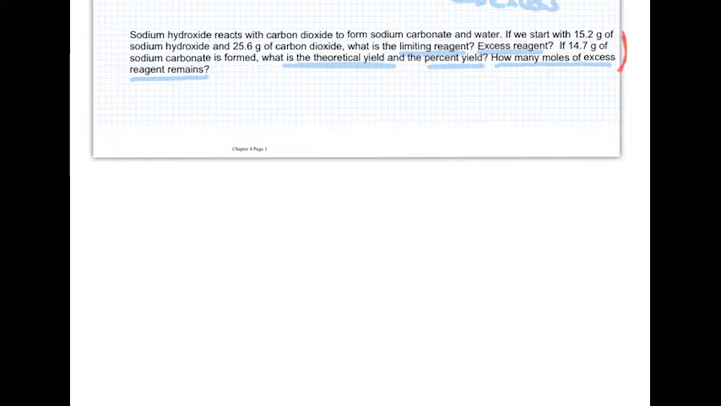Okay, so sodium hydroxide, NaOH, reacts with carbon dioxide, CO2, to form sodium carbonate. Na is a plus, carbonate CO3, 2 minus, so we got to bring that 2 down here, plus water. All right, now we need to balance this equation. I have 2 sodiums here, so I'm going to need a 2 over here.